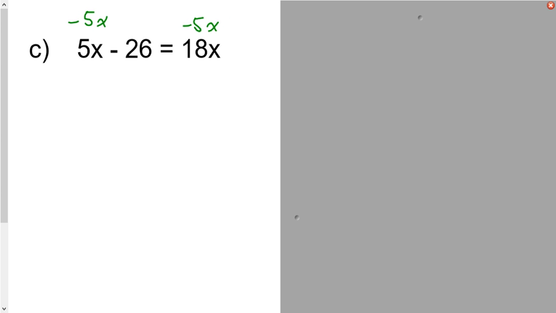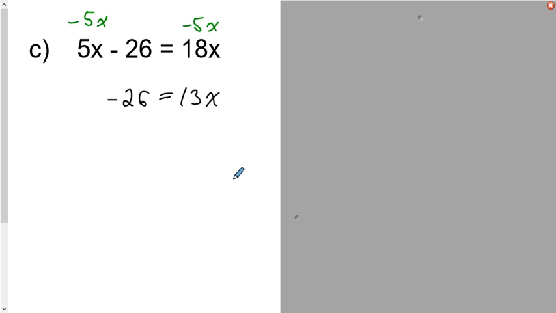Okay, so far so good. If I subtracted 5x from the left side, it's gone. I'm just left with negative 26. What about on this side? 18x minus 5x. I've got 18 x's and I'm going to take away 5 of them. That leaves me with 13 x's.